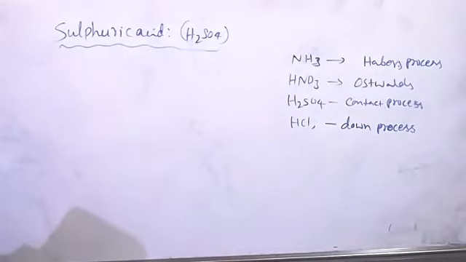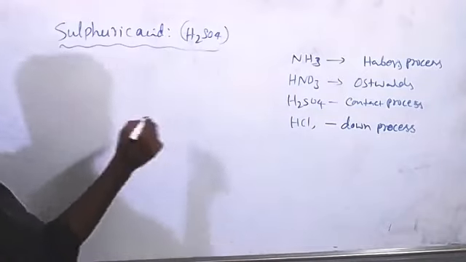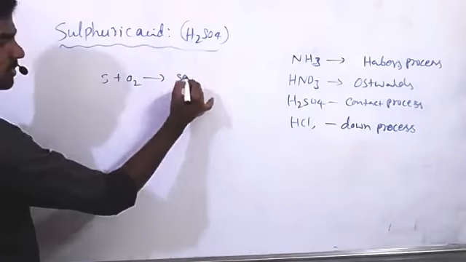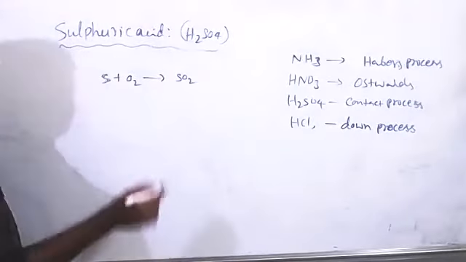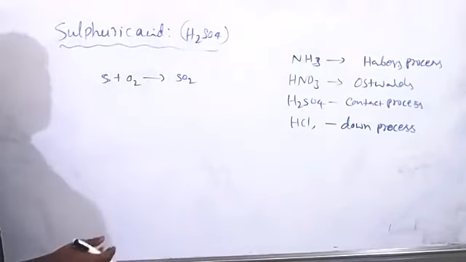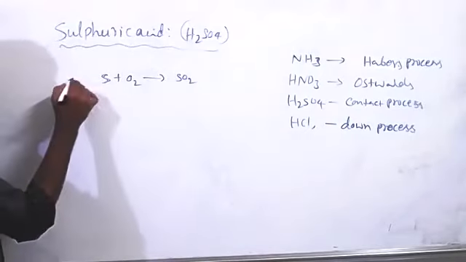See, for sulfuric acid, three steps are involved in the contact process. In the first step, burning of sulfur or sulfur ore in air generates SO2. Previously I told you how to prepare sulfur dioxide gas. Directly heating sulfur with oxygen produces sulfur dioxide, or heating metal sulfide ores also gives sulfur dioxide. So this is step one.